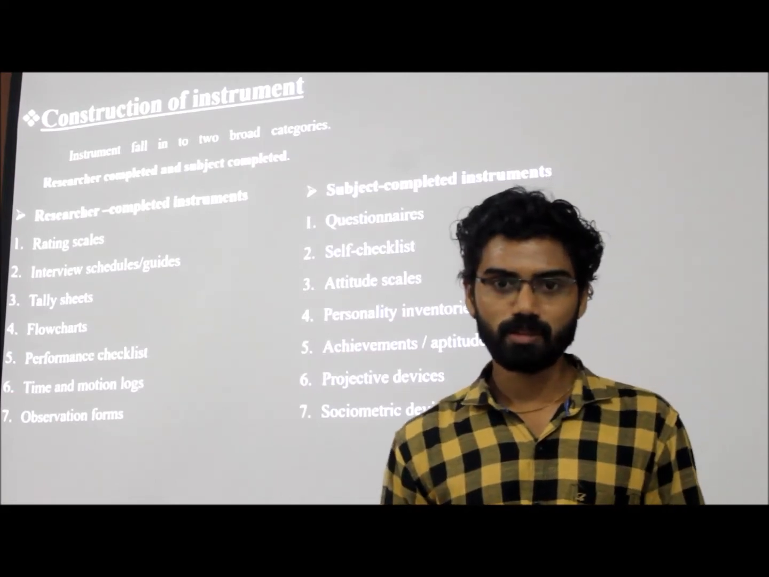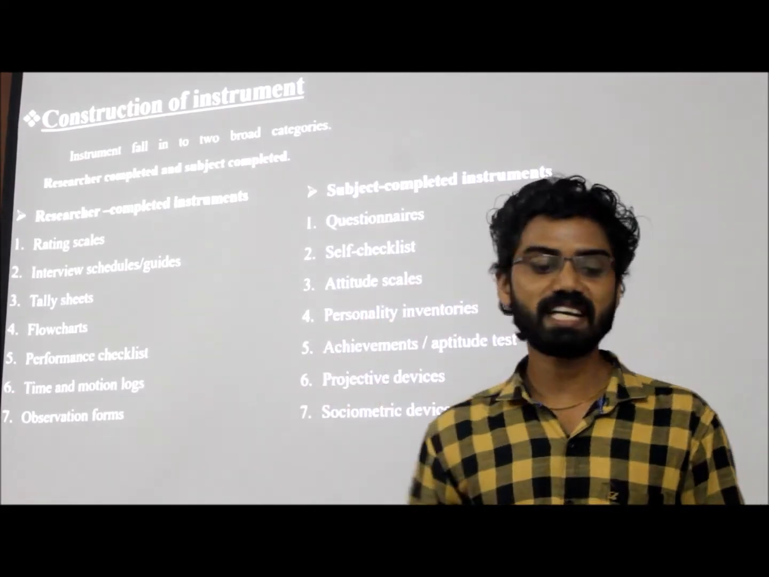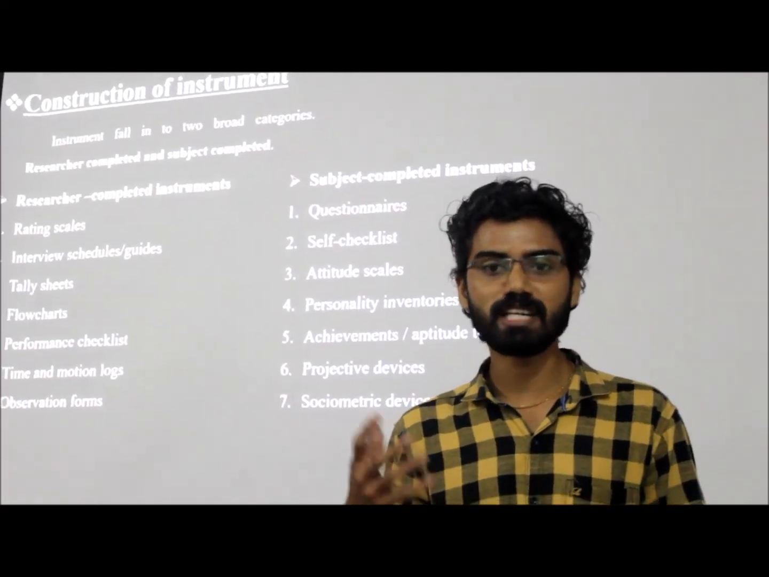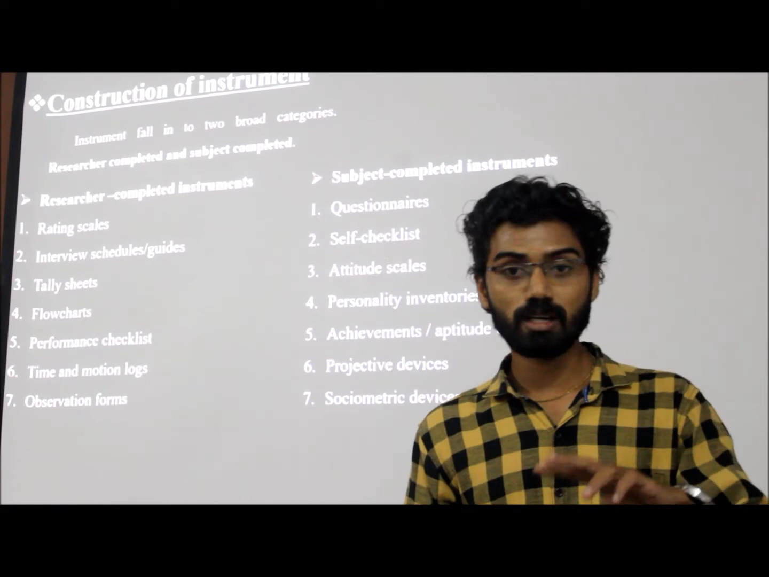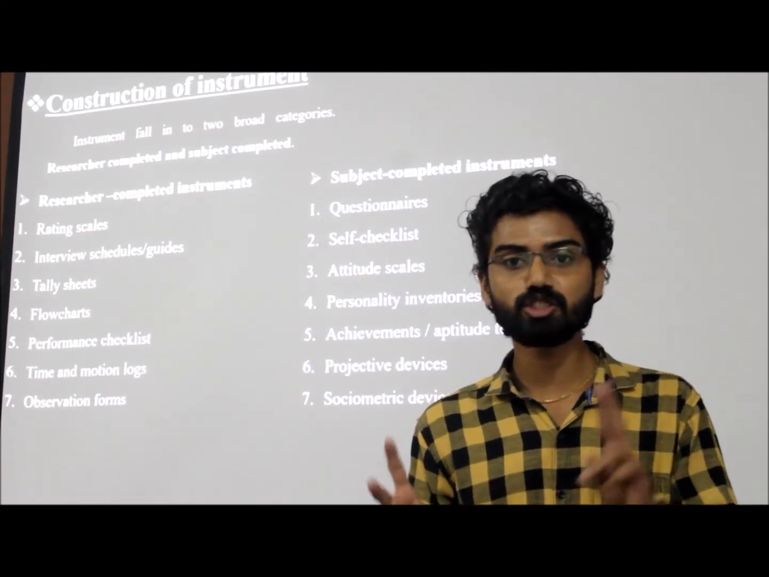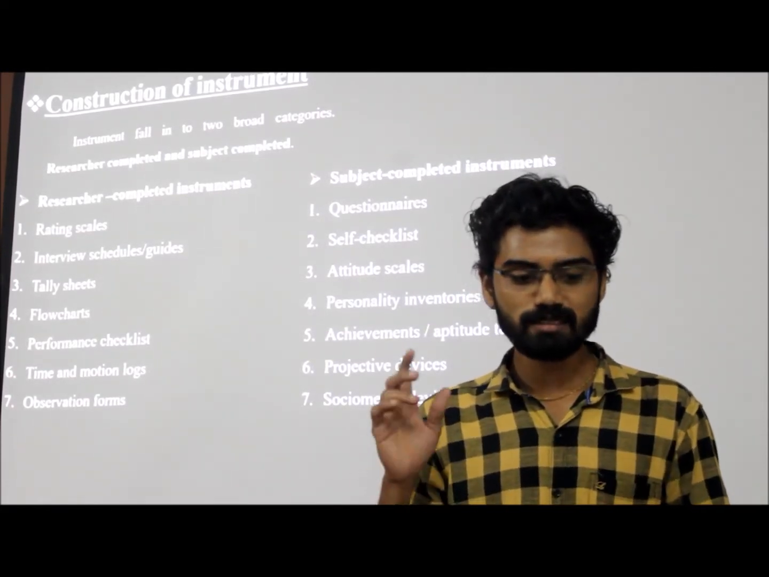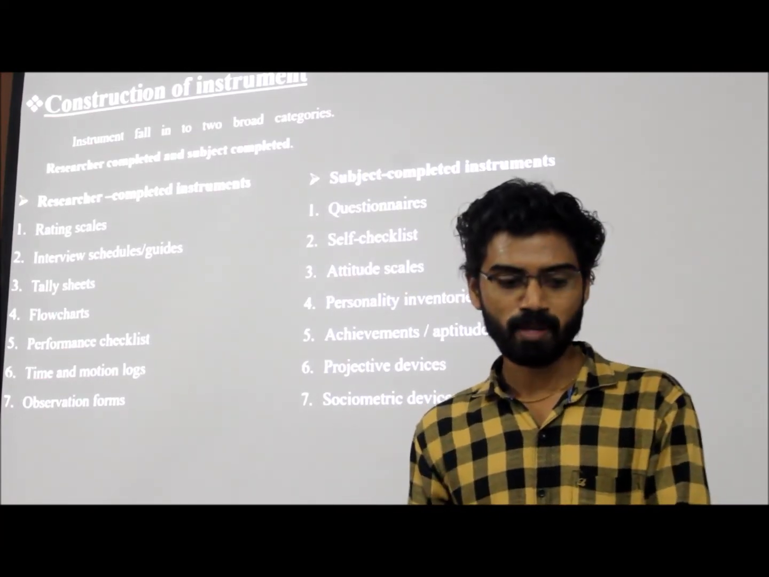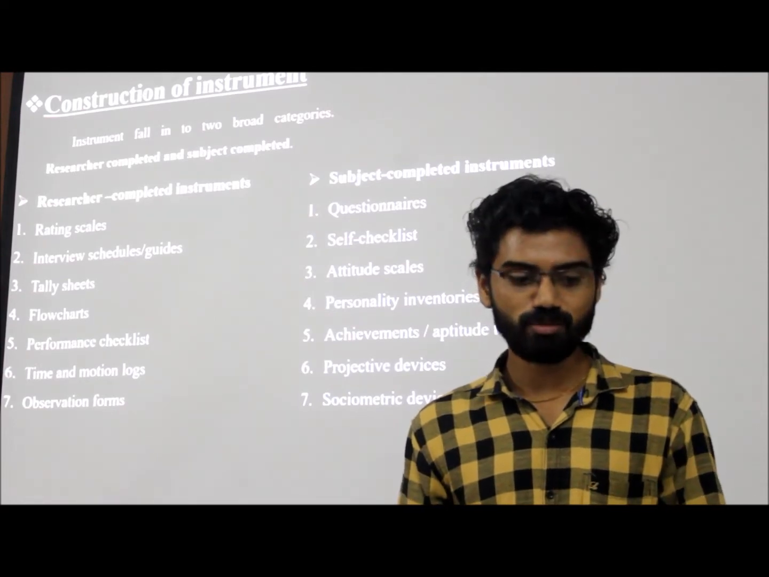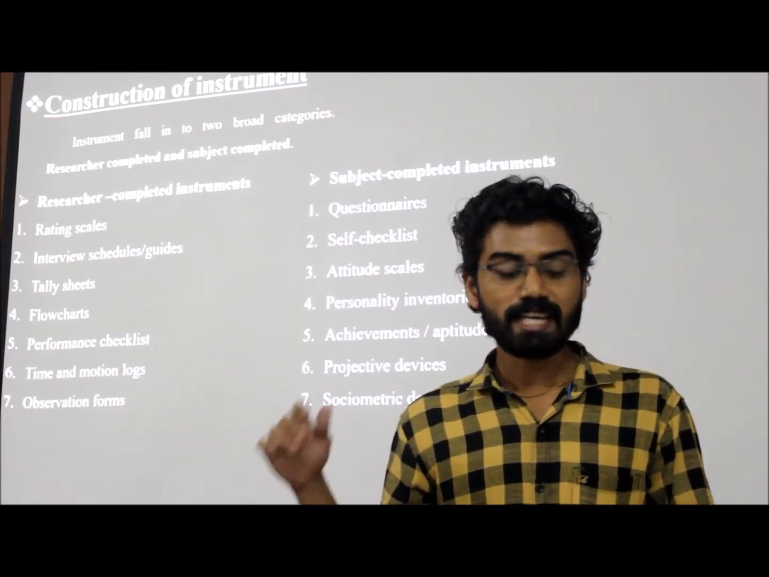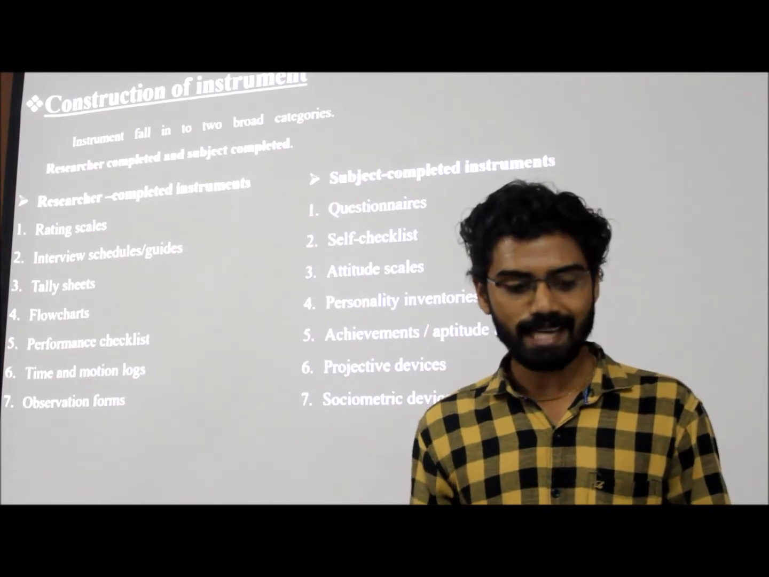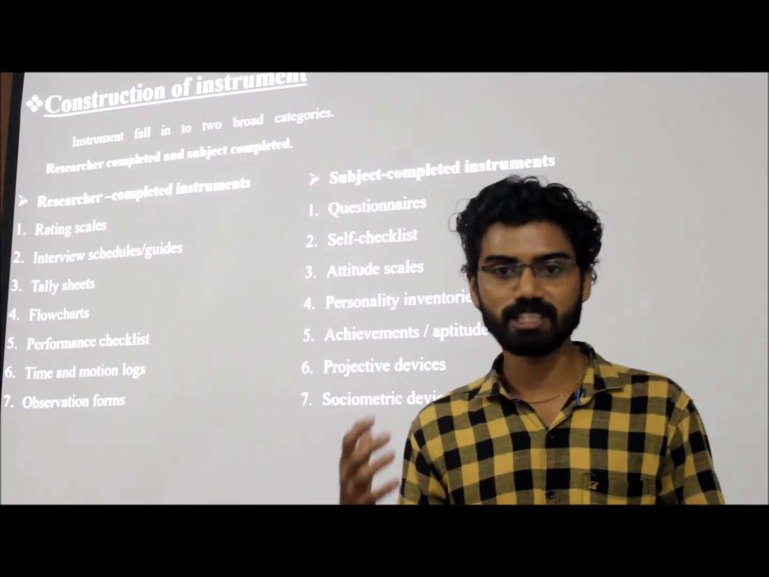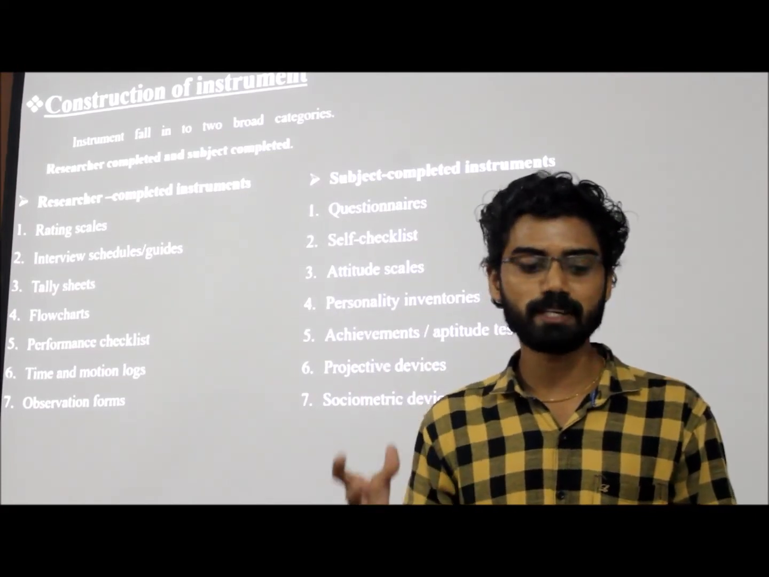And next topic is construction of instrument. In order to measure something, we have to construct some instruments also. The research instruments can be classified into two broad categories. First one is researcher completed instruments, and second one is subject completed instruments. In researcher completed instruments, we can use rating scales, interview schedules or guides, tally sheets, flow charts, performance checklists, time and motion logs, observation forms. So these are the researcher completed instruments.